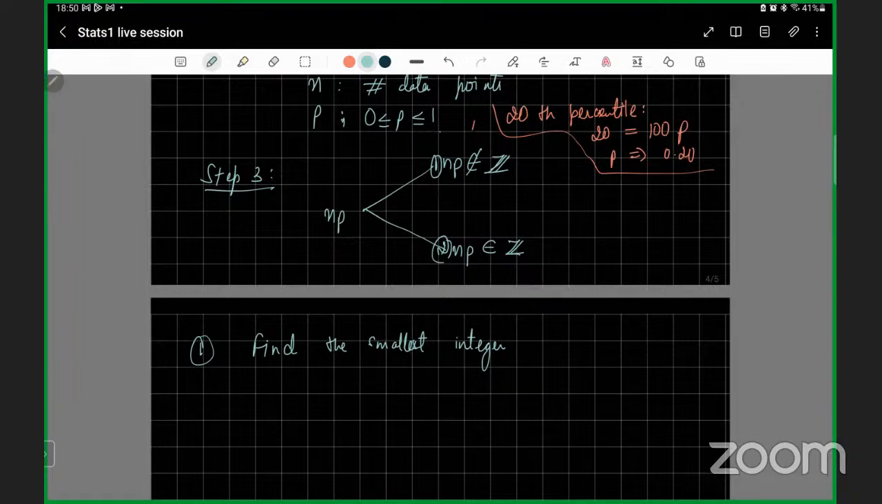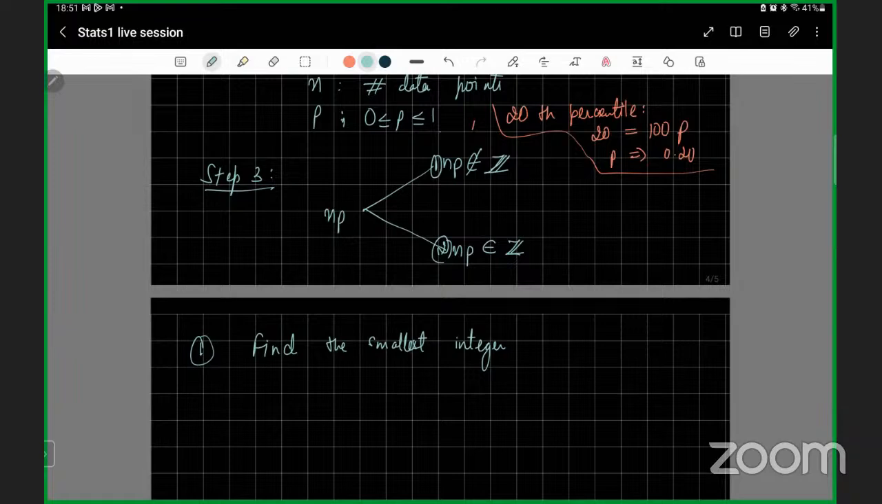Then instead of Z, we can take N, natural numbers, because Z is a larger set compared to N. Yeah, we can take N, I guess, that's not a problem. Because NP cannot be negative, we can take N. Yeah, no problem.